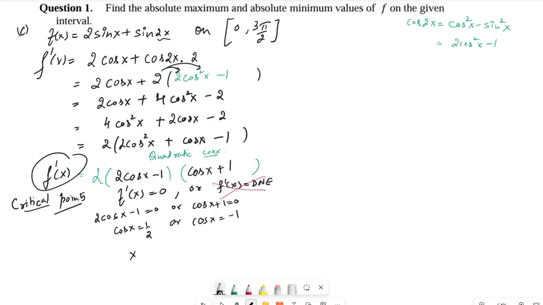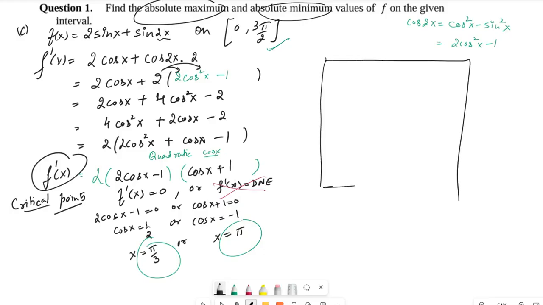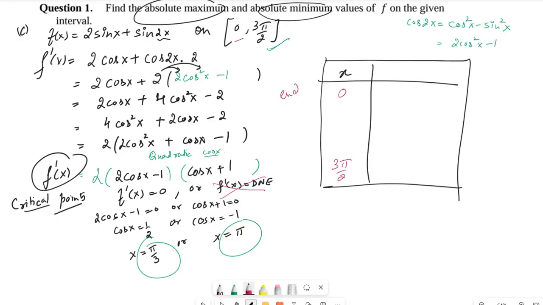So when is cosine x half? That will be pi over 3. When is cosine x negative 1? X will be pi. So these are my two critical points. Do they both exist in the interval? Yes, we always need to check that. Now, to find absolute max and minimum, I need to draw a table of values at my end points, you guys remember end points, 0 and 3 pi by 2, these are my end points, and also critical points.